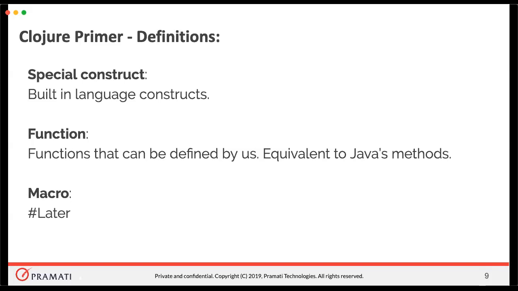Functions are something which you can equate to methods in Java. A function may or may not accept multiple arguments, does something, and may or may not return a result. We'll see what a macro is in the upcoming slides.